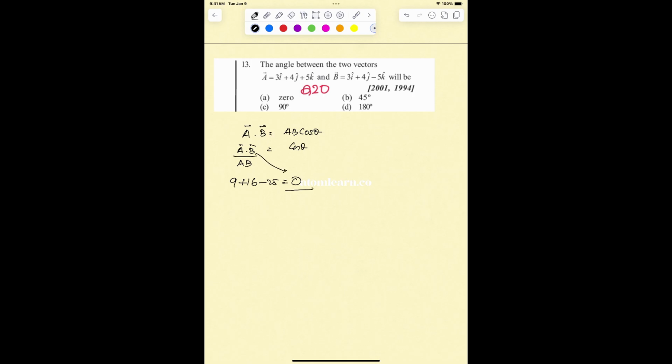The denominator, how do you take it out? The modulus value of A is like this. Remember, the modulus is taken as the square root of 3 squared plus 4 squared plus 5 squared. Why is it like this? Suppose this is the A vector and these are its components, A cos theta and A sin theta. That means it is the Pythagoras theorem: this square plus this square will be equal to this square.